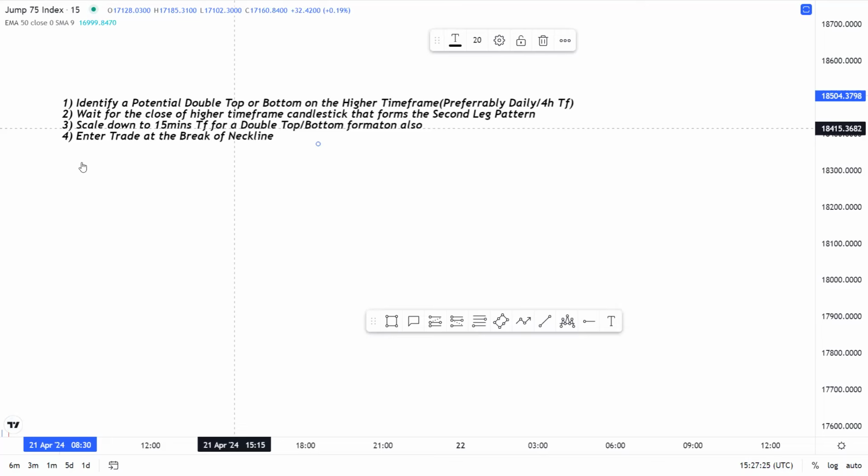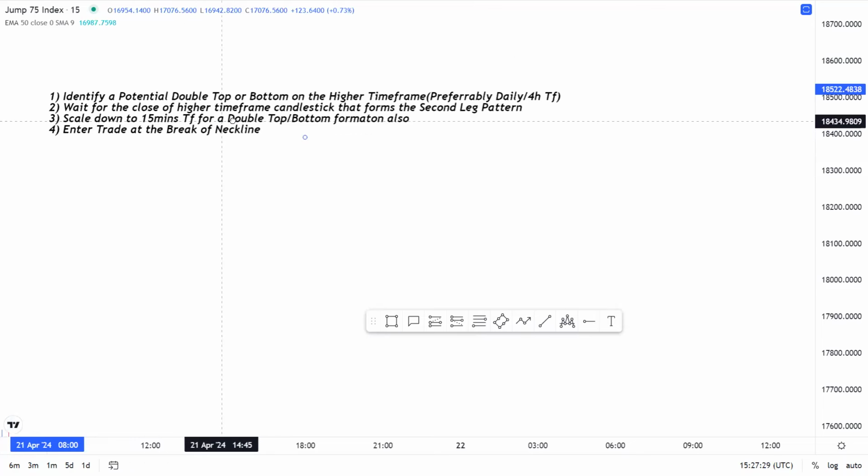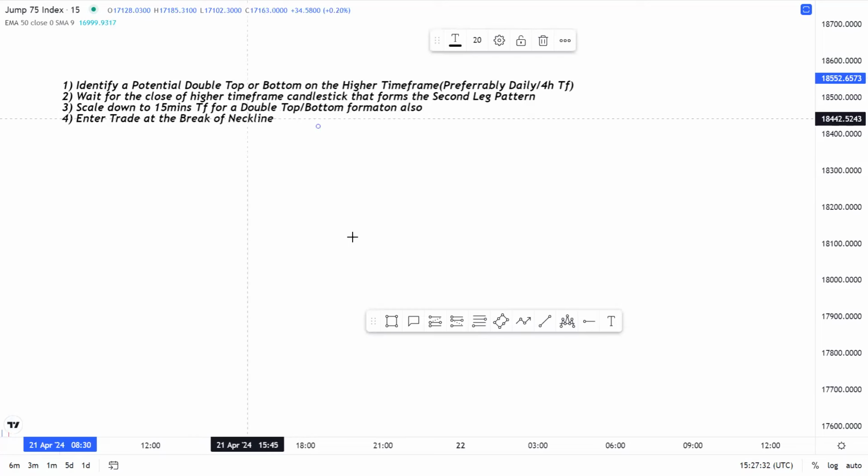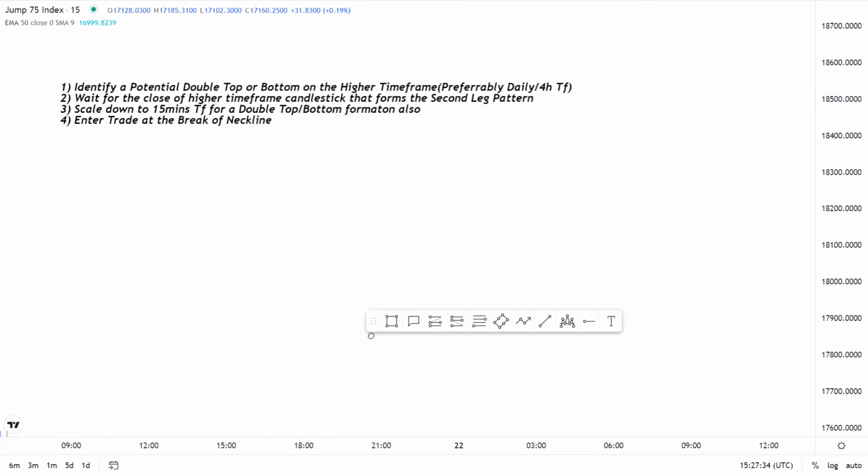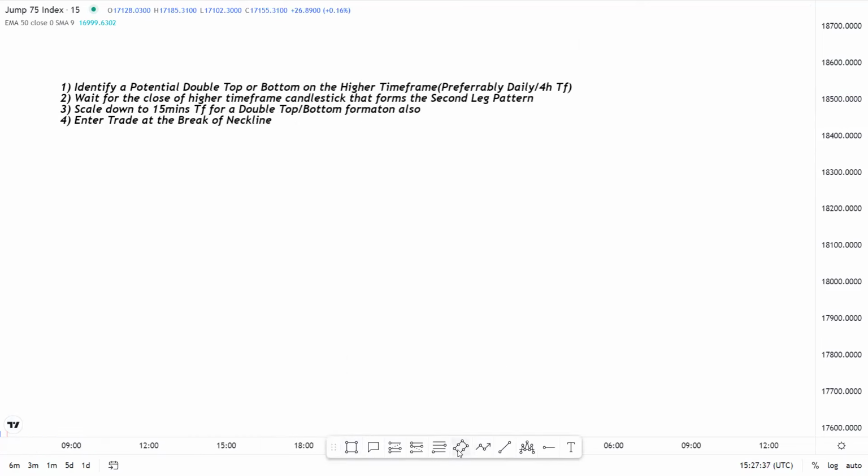Right on the 15 minutes time frame. Afterwards, you enter the trade at the break of the neckline on the 15 minutes time frame. So the 15 minutes time frame is our execution time frame. So now this is what you do, guys.